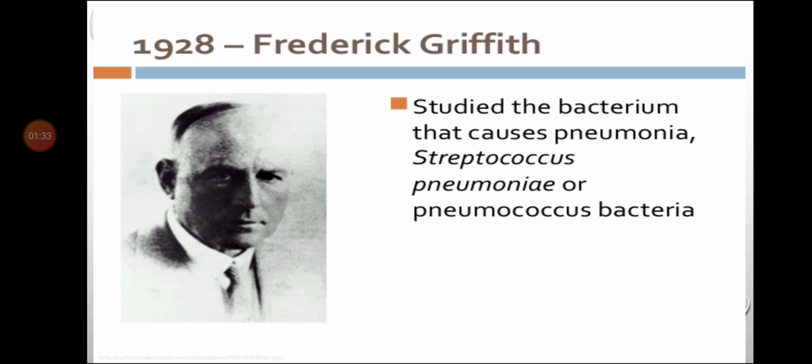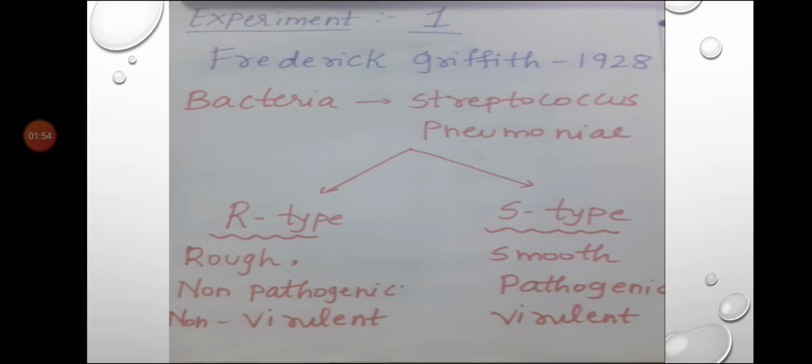Remember this name of the bacteria for your exam purpose, objectives. The bacteria on which Frederick Griffith studied was Streptococcus pneumoniae or Pneumococcus bacteria. This bacteria was responsible for causing pneumonia. This experiment was done in the year 1928. He worked on the bacteria Streptococcus pneumoniae.